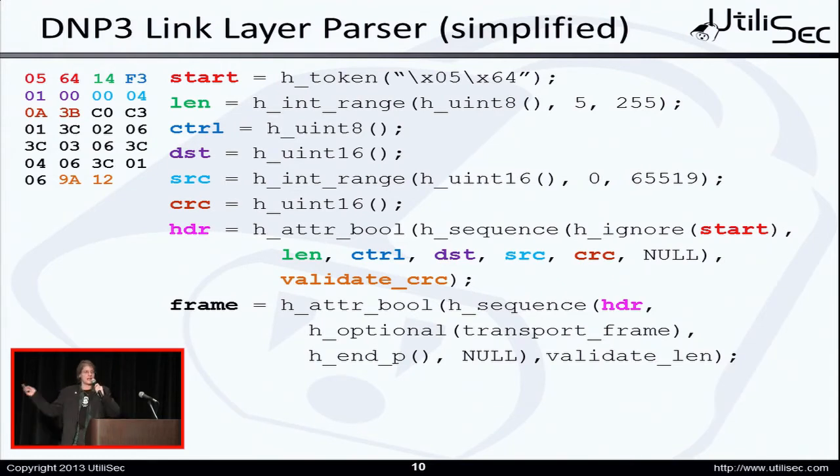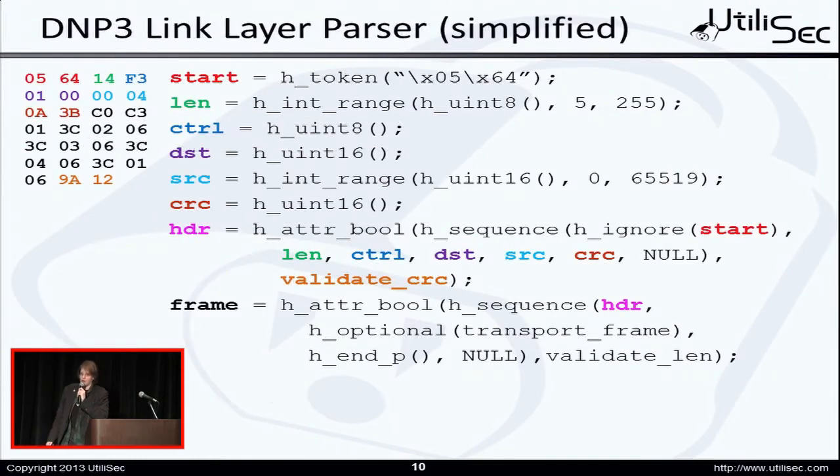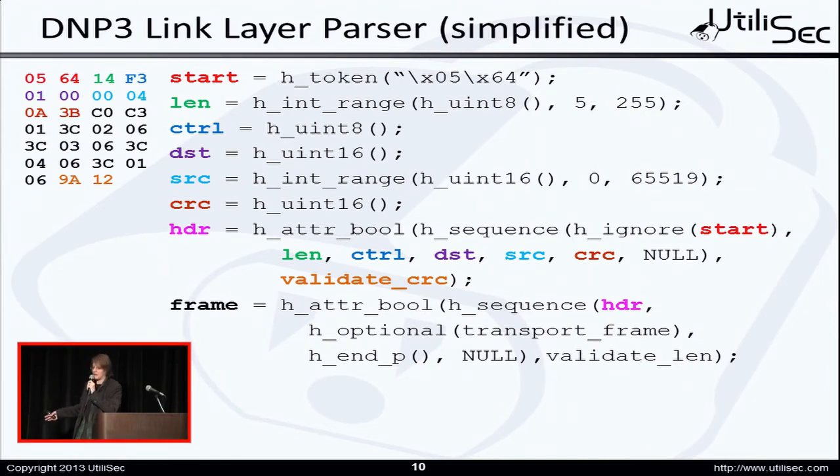And if it's not, again, it'll drop that packet on the floor. And I skipped ahead too far. So the last rule that we've got on this slide is another validated sequence where you've got the header followed by a transport frame, if there is one. There might not be. Followed by end of input. Yes, you can actually specify, there may not be any extra things beyond this.